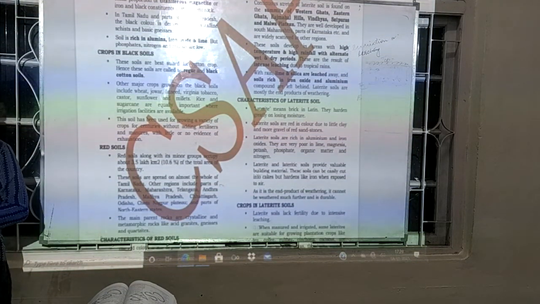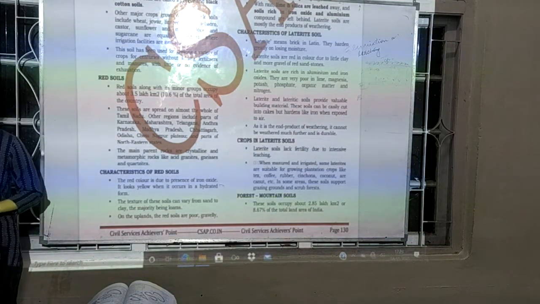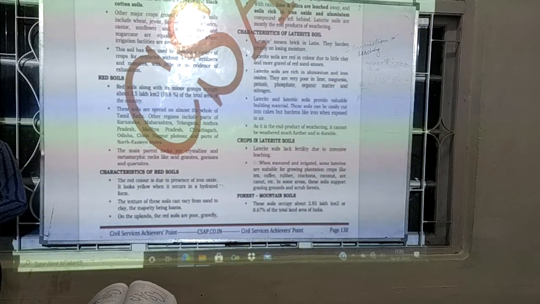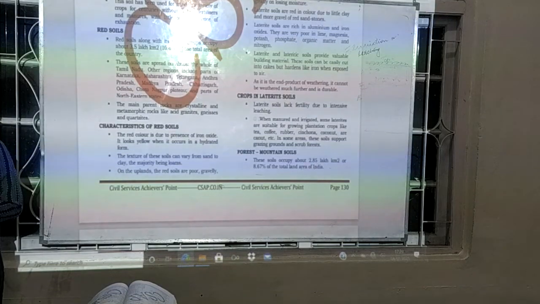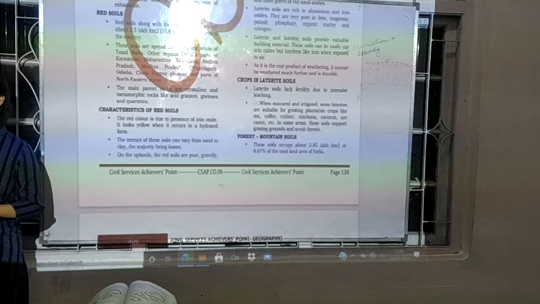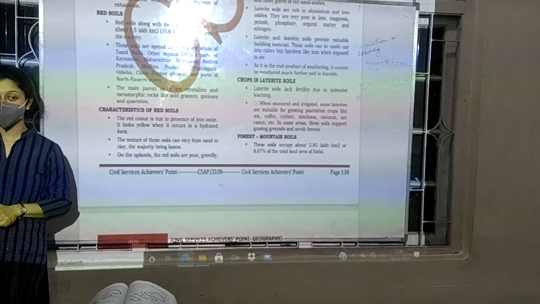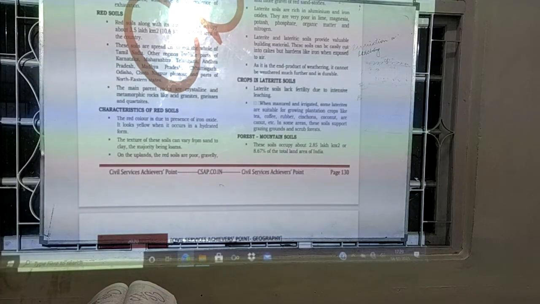Intense leaching. See, the characteristic: later means brick in Latin. They harden greatly on losing their moisture. They are also red in color due to little clay and more of red sandstones. Again, it is also poor in nitrogen. See, laterite soils provide valuable building material. Then what are the crops? Again, suitable for plantation crops like tea, coffee, rubber, coconut, etc.